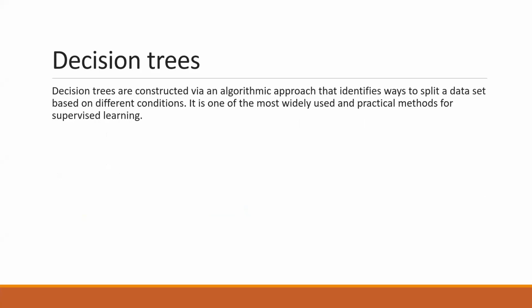Now what is a decision tree and how is it used in machine learning? As the name itself says, a tree which is able to take some decisions. Whenever we are creating a tree in machine learning, it is based on the conditions and on the labels which are assigned for the particular classification problem. It is basically an algorithmic approach that identifies different ways to split a data set based on different conditions. It is one of the most widely used and practical methods for supervised learning.